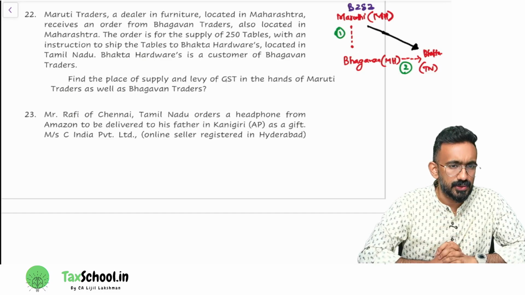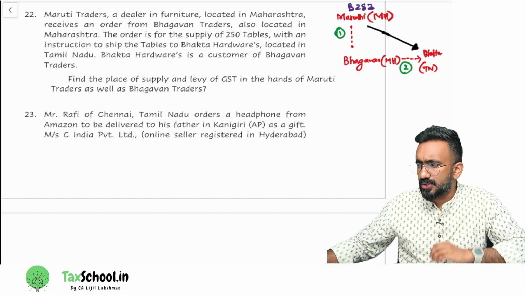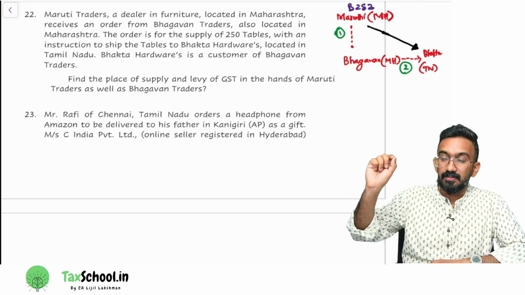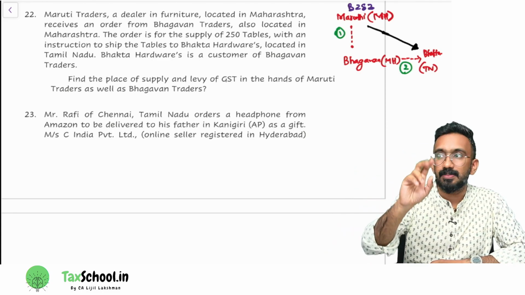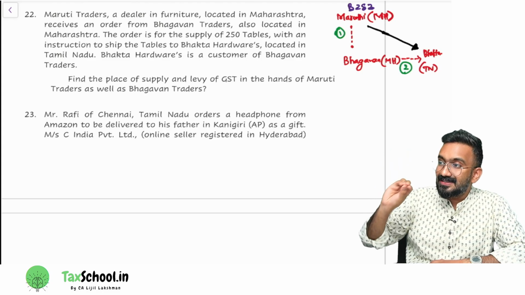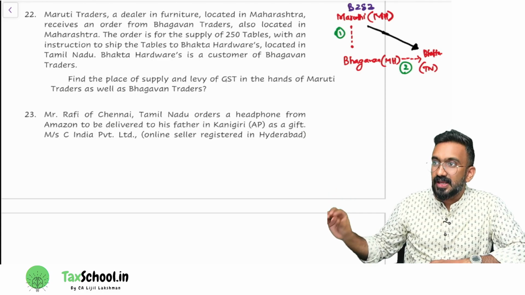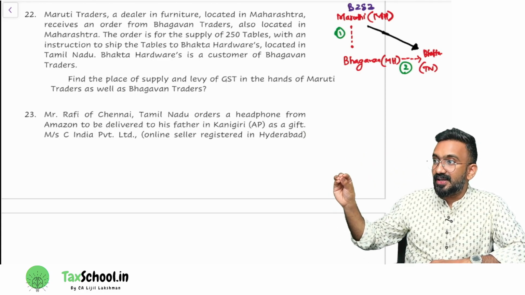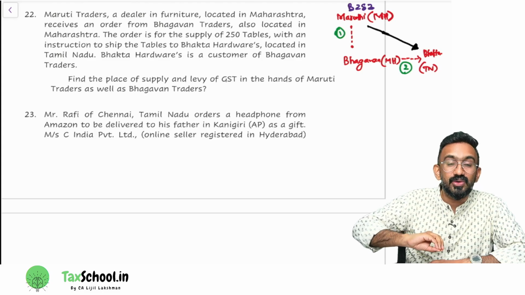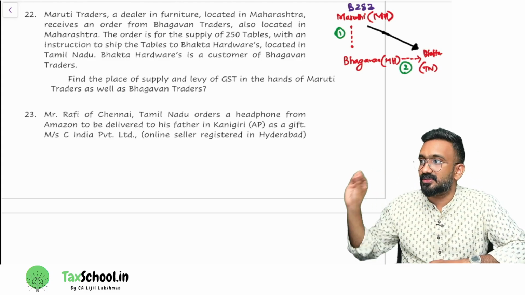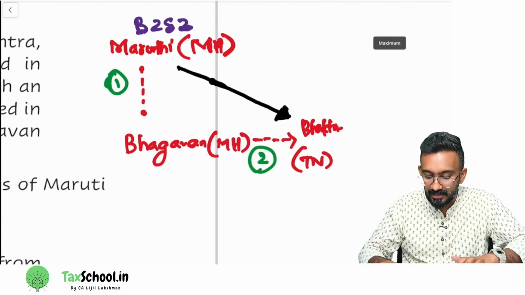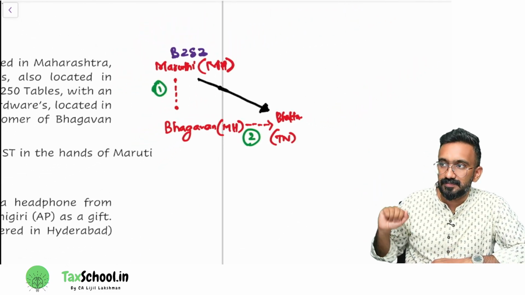I have a question to you. I want you to read the question once. Please remember, whenever there is a question like this, there are two supplies. Look, Maruti Trader delivered the goods to Bhakta Trader. But why did they deliver it to Bhakta Trader? Because Bhagavan Trader has sold the goods after purchasing from Maruti Trader to Bhakta Trader. There are two supplies that are happening here. Look at it, there are two supplies.